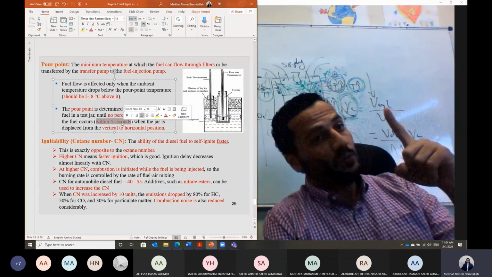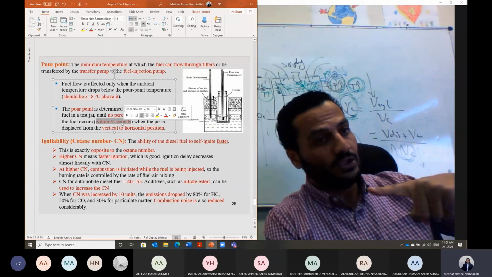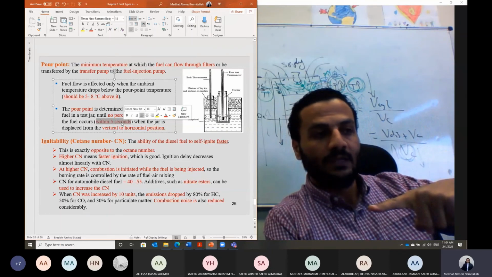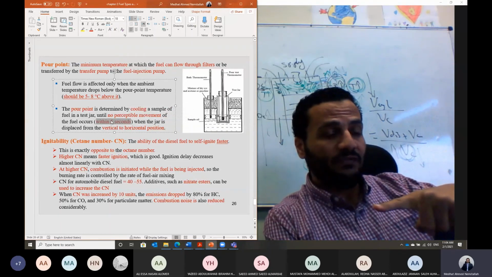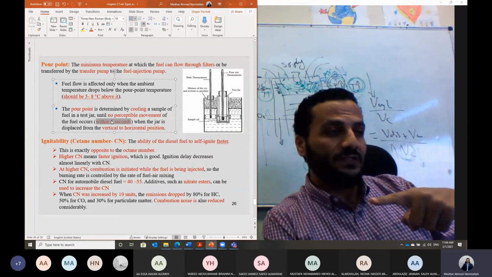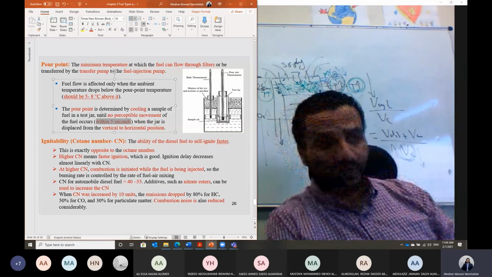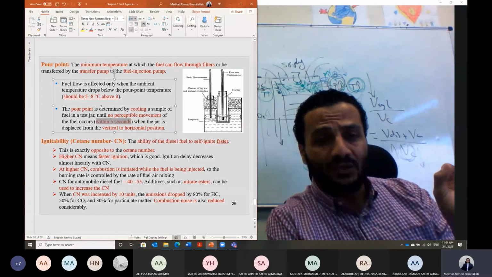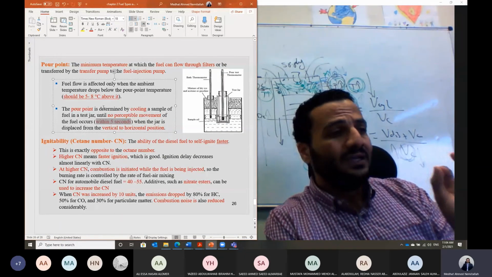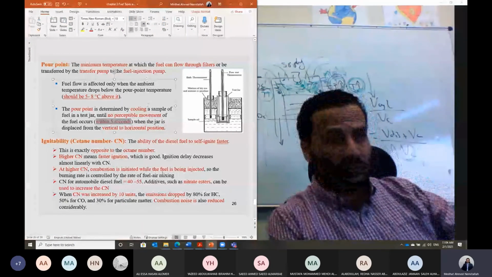Then every time, we flip the tube from the vertical position to the horizontal position. Is there a movement of the fuel within 5 seconds? If we don't have a movement of the fuel within 5 seconds, then this temperature represents the pour point temperature, which is the temperature at which the movement of the fuel is very slow and it cannot be injected through the fuel injector in this case.